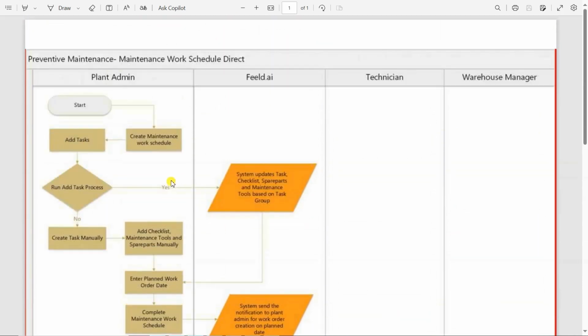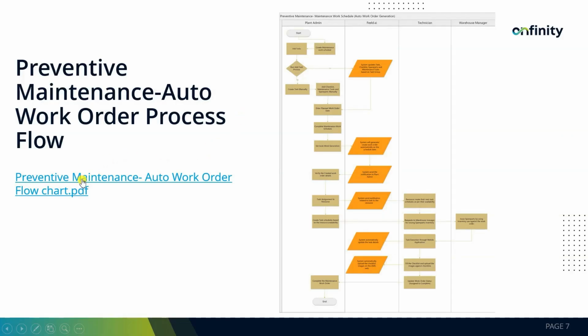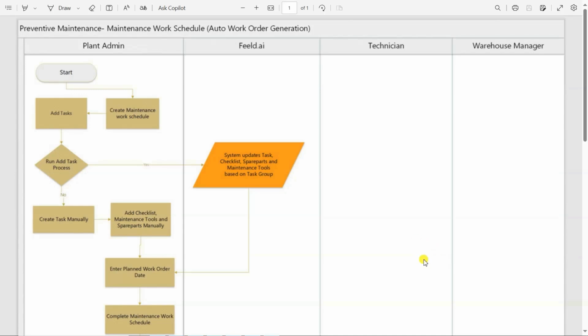Now we are moving to the third process flow of preventive maintenance, which is the auto work order generation process flow. Let me click this link to open the process flow in a PDF format on the browser. Now, let us understand preventive maintenance by creating a maintenance work schedule through the auto work order generation process.